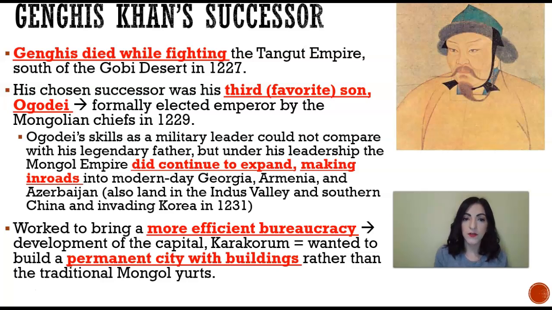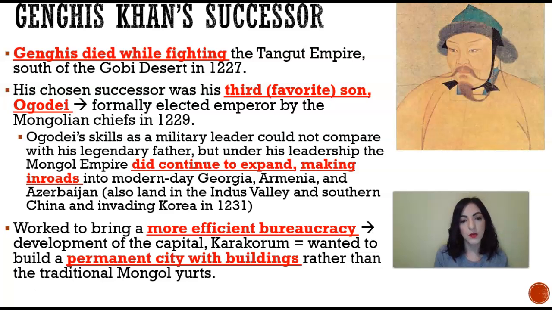He was also very skilled in terms of military leadership, but obviously he didn't compare with his father. He does continue to expand. He makes roads inland. He conquers modern-day parts of Georgia, Armenia, Azerbaijan, parts of the Indus River Valley, southern China, as well as invading Korea in the 1200s.